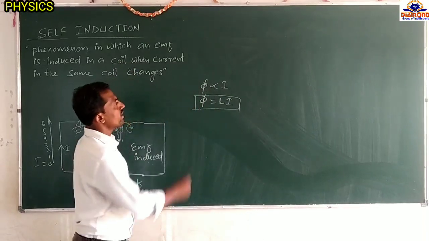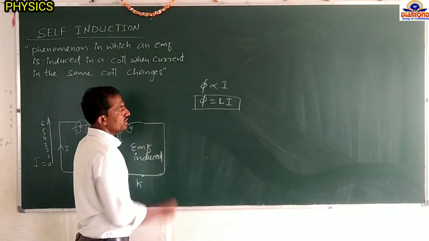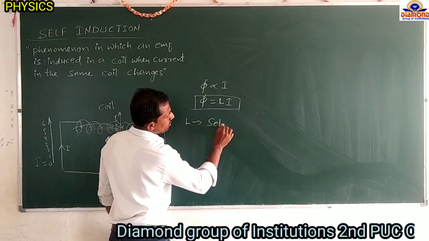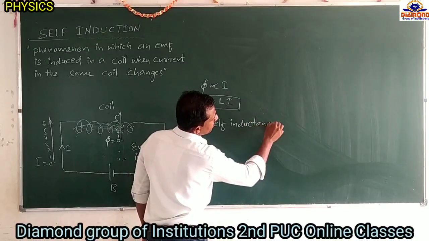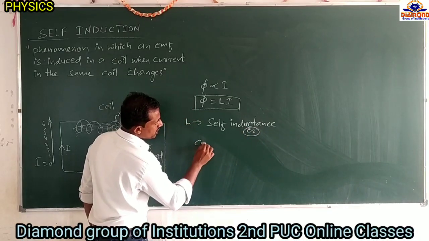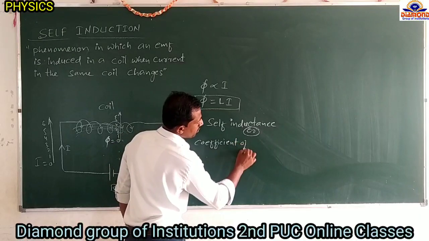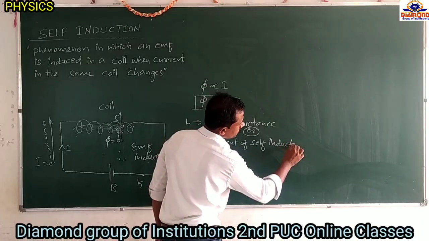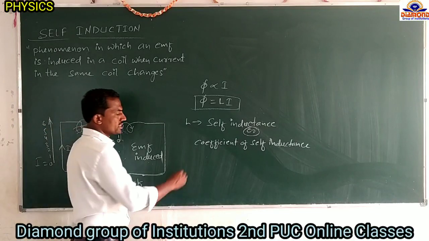Okay, we are ready. Phi is directly proportional to I. Phi is equals to Li. Then what is L? Where L is called as self-inductance, or also it is called as coefficient of self inductance. Coefficient of self inductance.